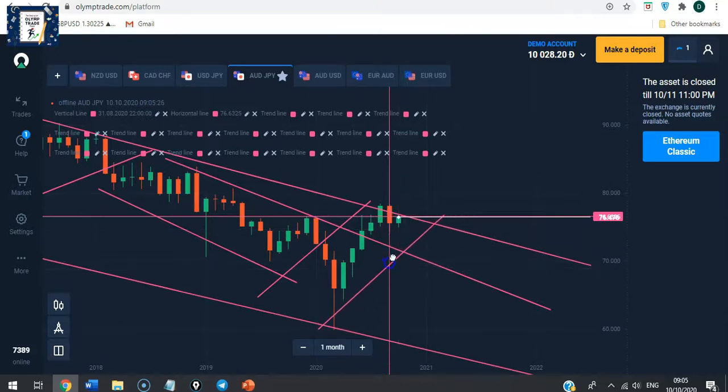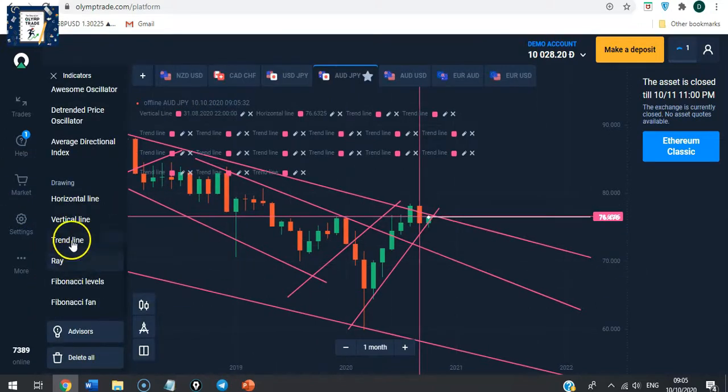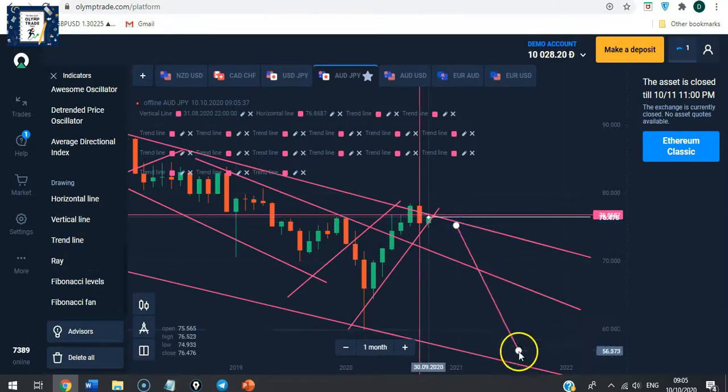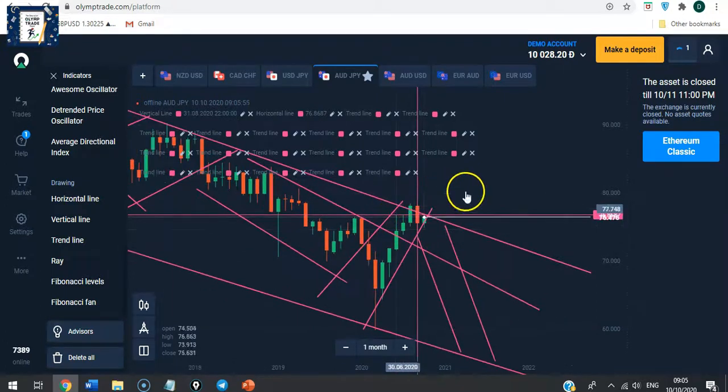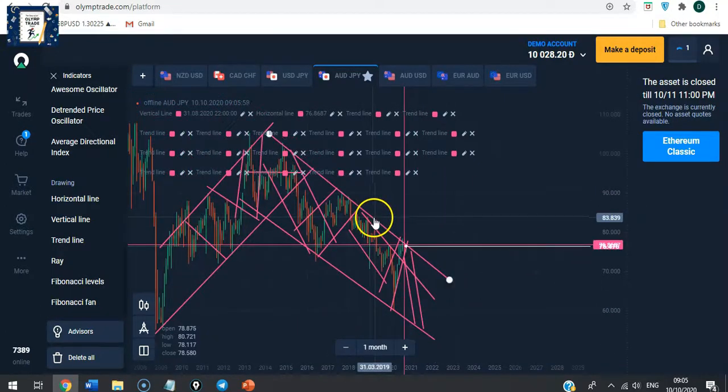Now that we have this structure, the best thing would be to wait, of course, until you have a new structure forming to the downside. And once you have confirmed that new structure, then you can take the trade down. You can go down. But definitely not up. It is now in a point of reversal.